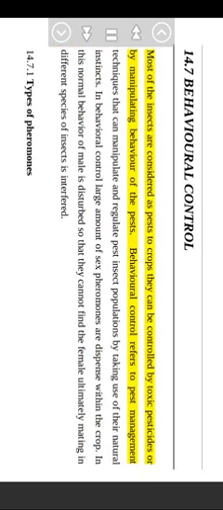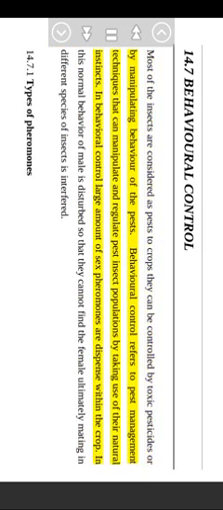14.7 Behavioral control. Most insects are considered pests to crops. They can be controlled by toxic pesticides or by manipulating the behavior of the pests. Behavioral control refers to pest management techniques that can manipulate and regulate pest insect populations by making use of their natural instincts. In behavioral control, a large amount of sex pheromones are dispensed within the crop. In this, the normal behavior of males is disturbed so that they cannot find the female. Ultimately, mating in different species of insects is interfered with.